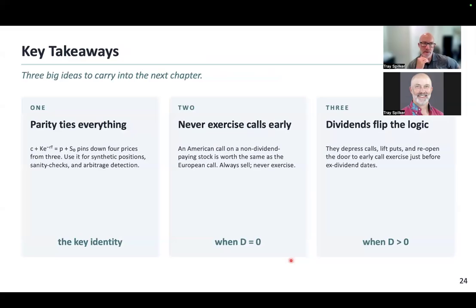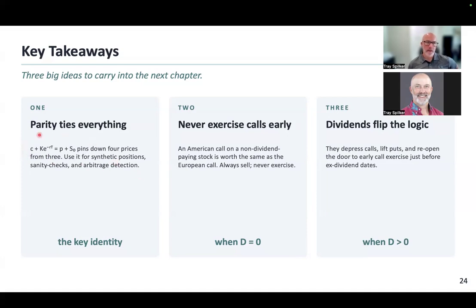So some key takeaways from this lecture. We've got three big ideas here. Number one is that our put call parity condition ties everything together. It pins down the four prices. And we can use this for creating synthetic positions, which we'll explore in the next lecture, and for other sanity checks and arbitrage detection. This is our key identity here, right? Put call parity.